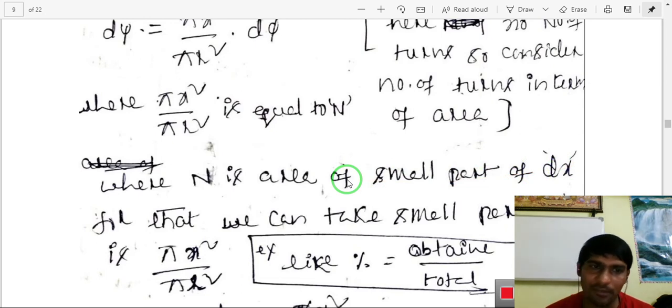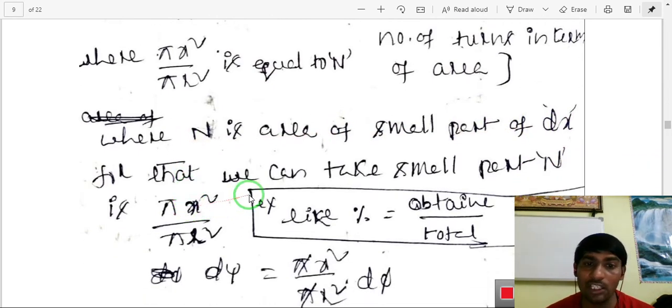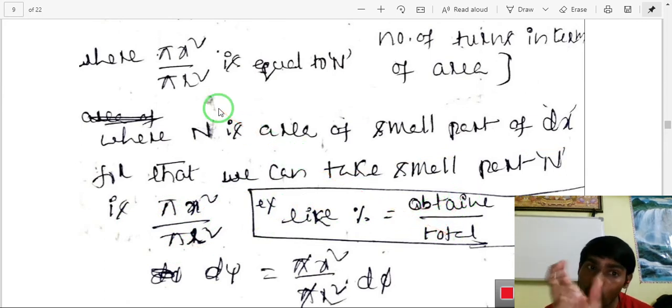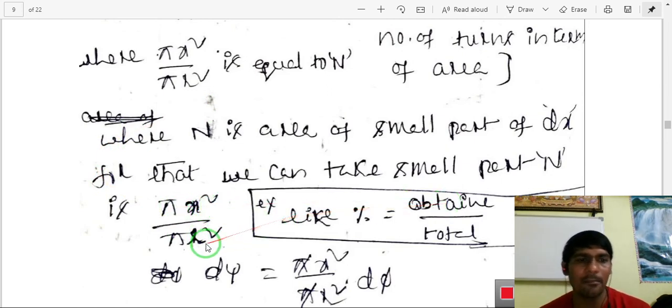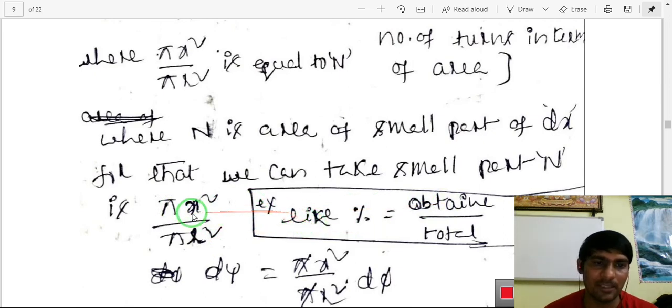I don't know the value of N, so for that we can take the small part N as πx² by πr². This is like the percentage obtained out of the total. The obtained is the small part, and the total is πr². But we are focusing on the small area, so πx² is the obtained and πr² is the total. From this basic formula you can find the N value. So instead of N you can substitute πx² by πr².